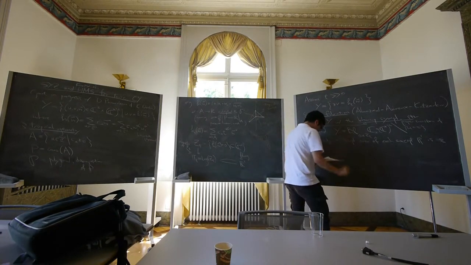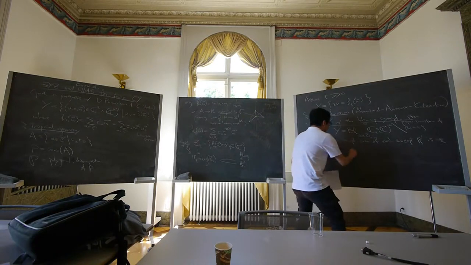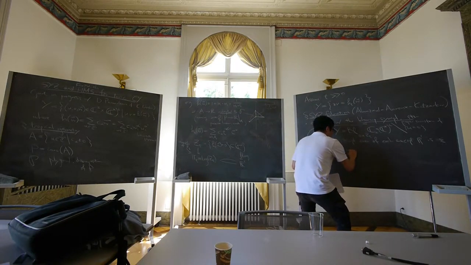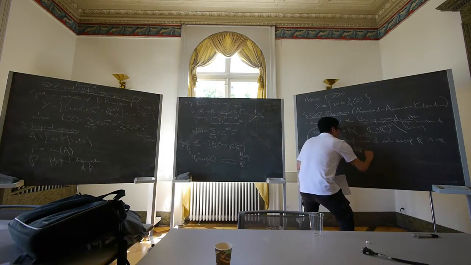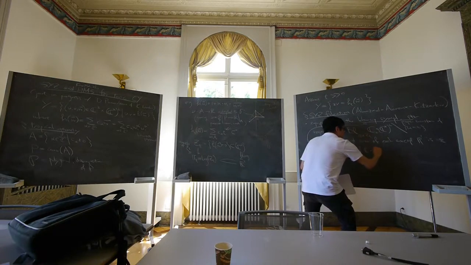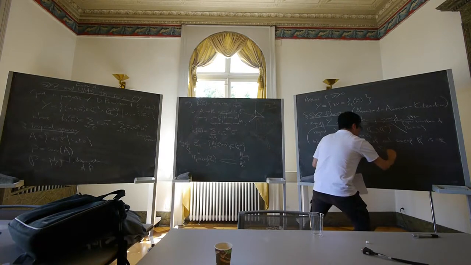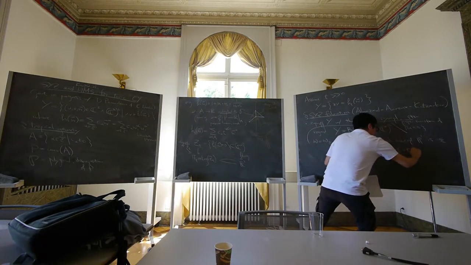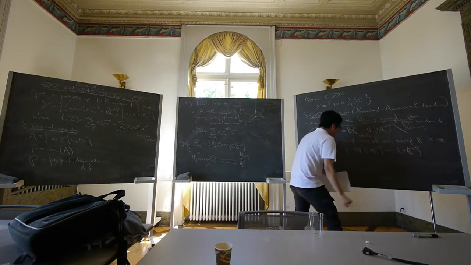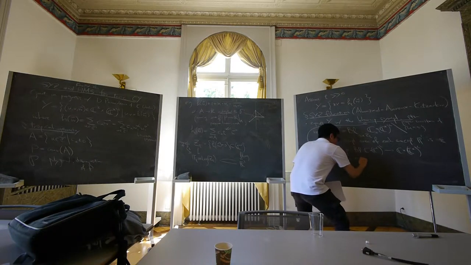And the second thing is this blow-up map, the blow-up of this C cross C star 2 to the original space, is a symplectic morphism.